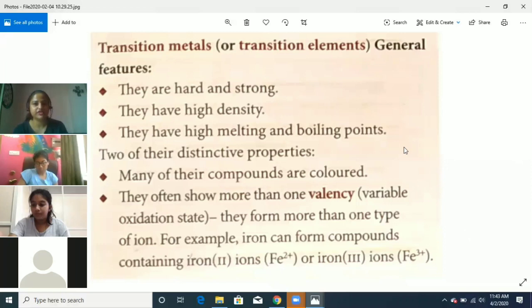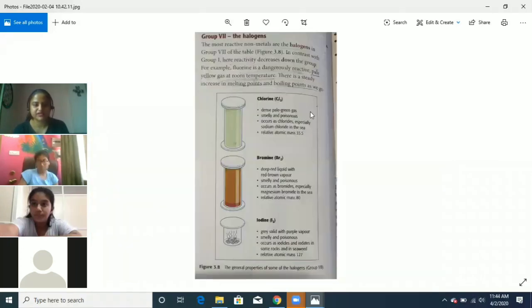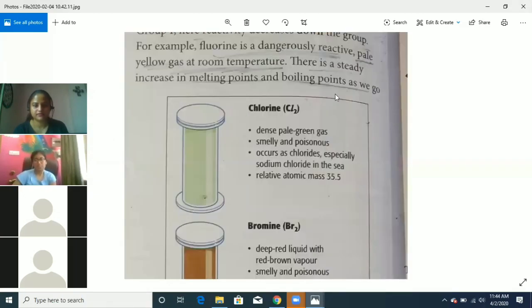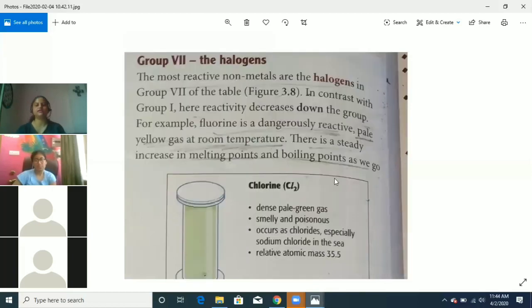Halogens are the most reactive non-metals. Samara, is this picture clear to you? Is this picture clear to you? Okay. So you can read this.